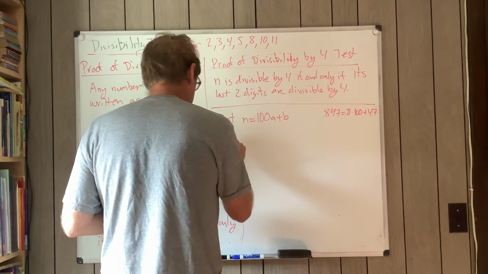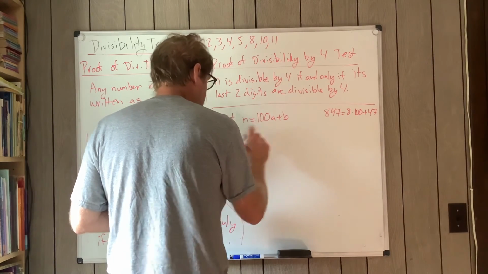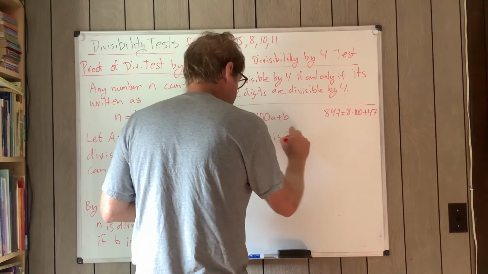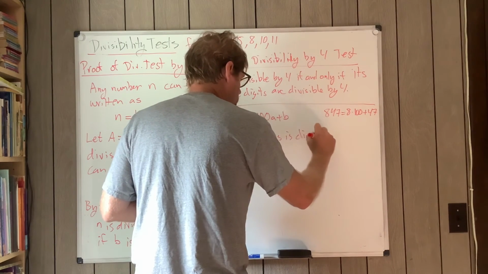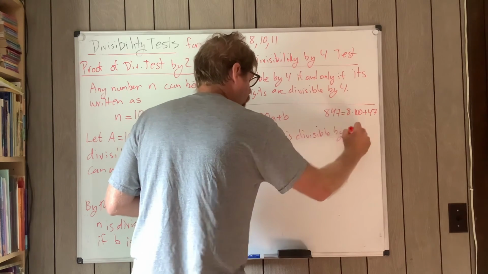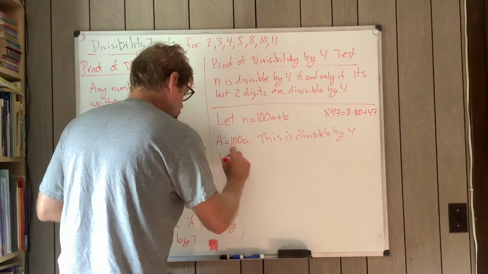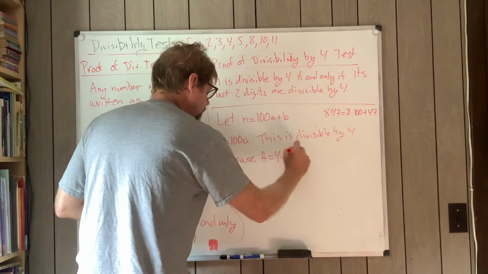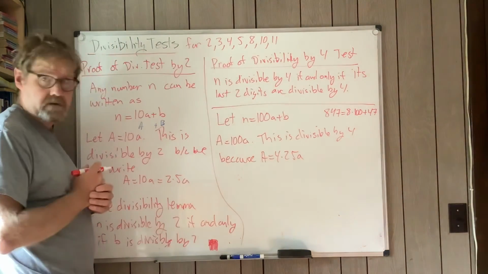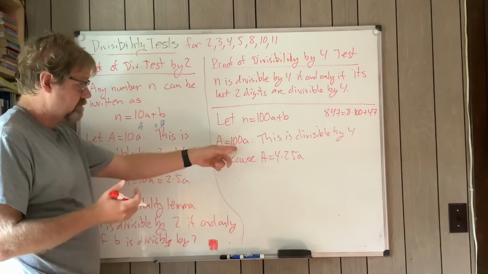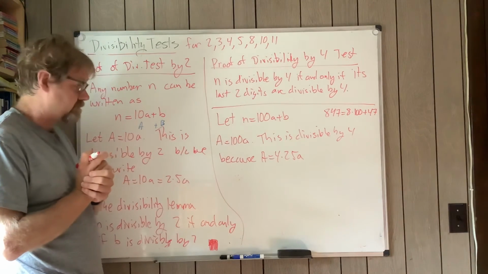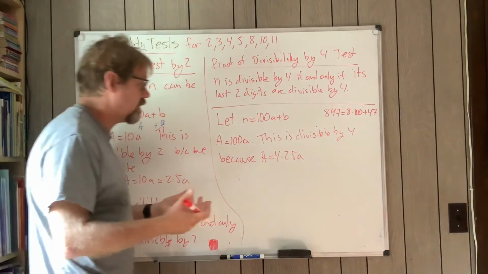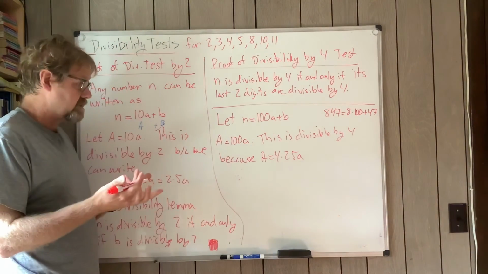All right. A equals 100 times little a. This is divisible by 4 because 100a equals 4 times 25a. So I'm taking this and writing it as a multiple of 4. Okay, so this is, again, the big part of the divisibility lemma.